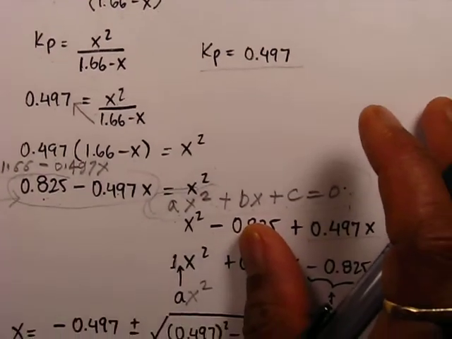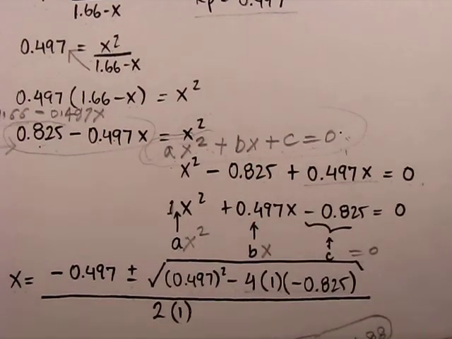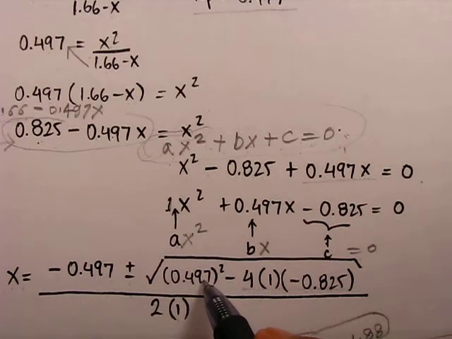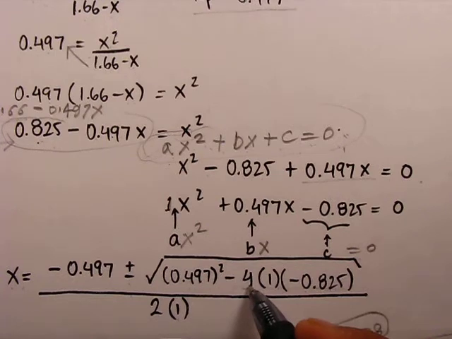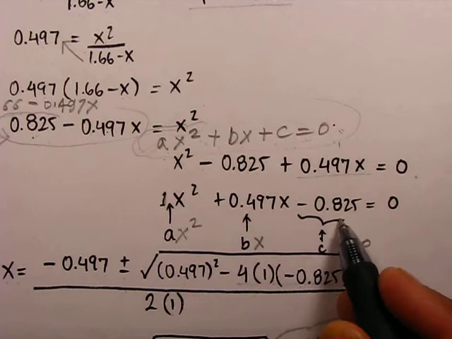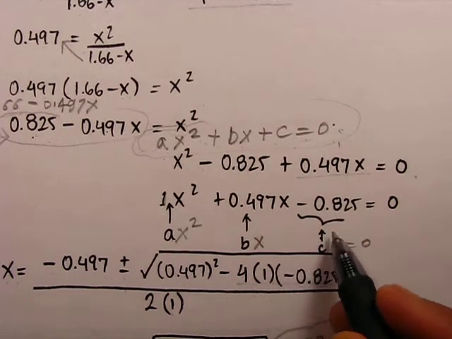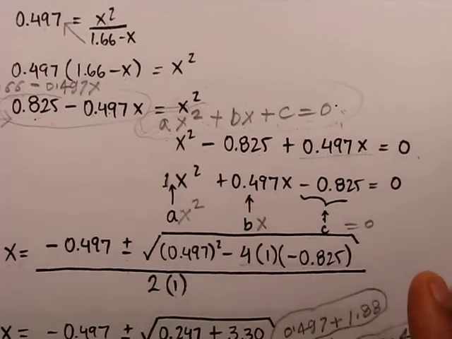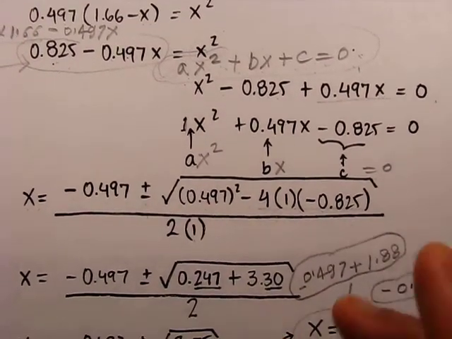Now we convert this into x. x equals minus b, which is 0.497, plus or minus the square root of b² minus 4ac, where a is 1 and c is this value, minus 0.825, so we have to include the sign, divided by 2a. Once again, a is 1. Now we have to solve this quadratic equation.